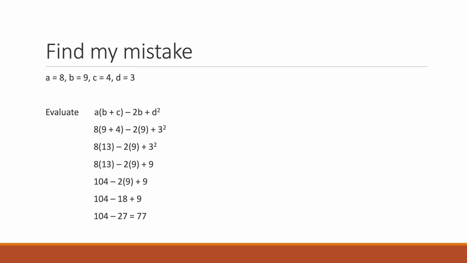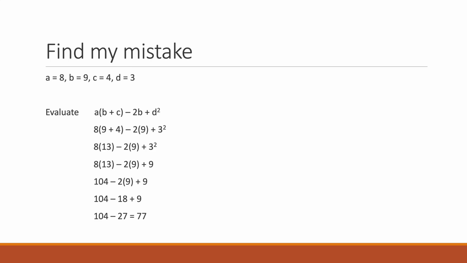Find my mistake. Go ahead. Remember, pause the videotape. Okay, have you found my mistake yet? Well, I think the mistake is looking like in the second to last line, it says 104 minus 18 plus 9. Notice how I added the 18 and the 9 to get 27. I should not have done that.